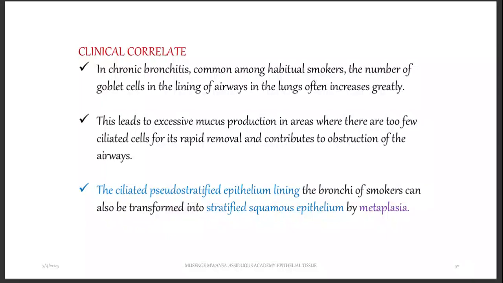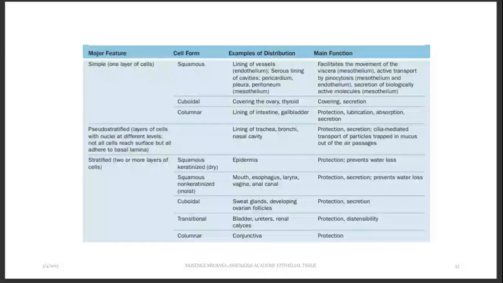Sometimes one type of epithelium can change to another type of epithelium. For example, I said that in the respiratory system you have pseudostratified ciliated epithelium. If someone is a chronic smoker, that epithelium can be transformed into stratified squamous, and the change of epithelium is known as metaplasia. All right.